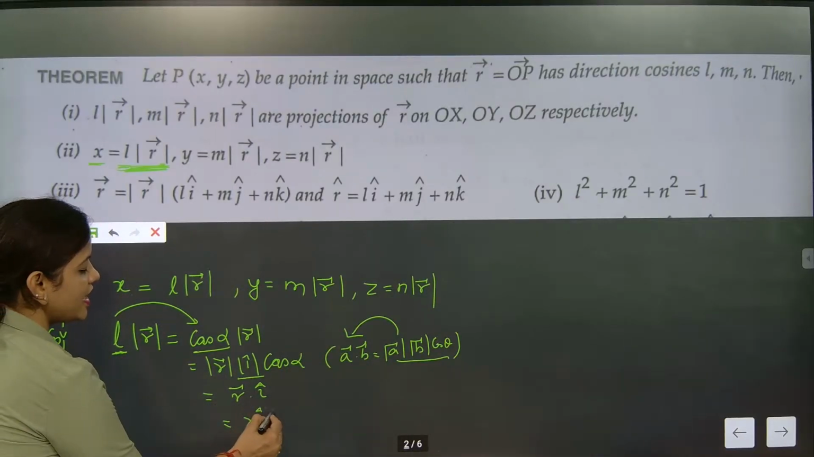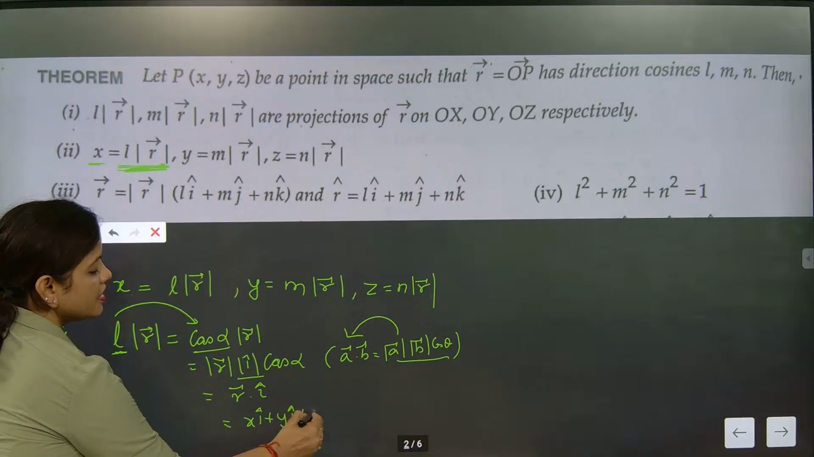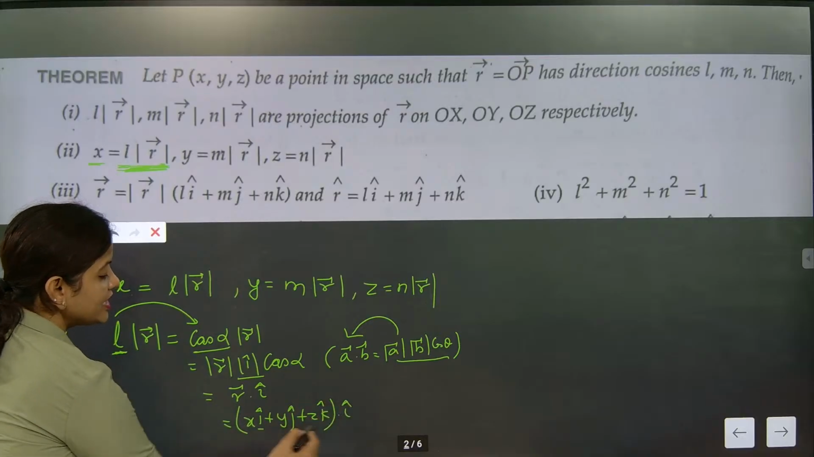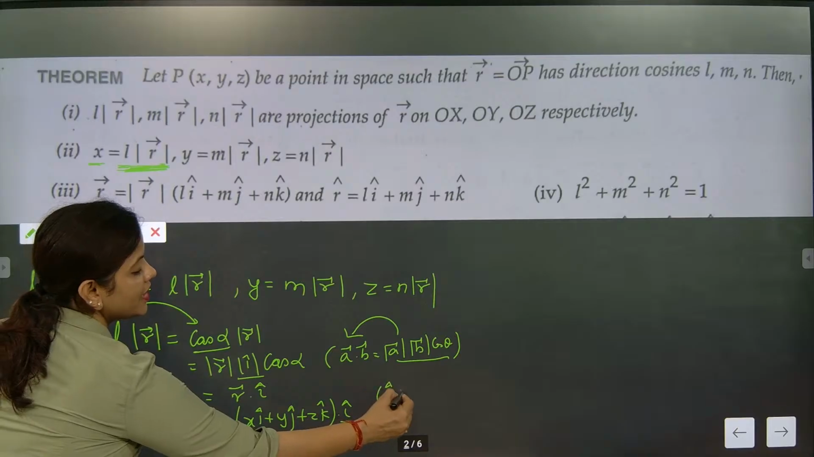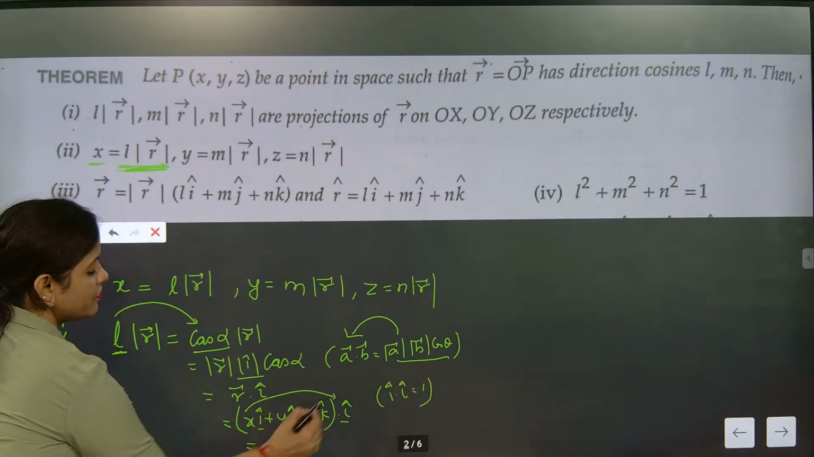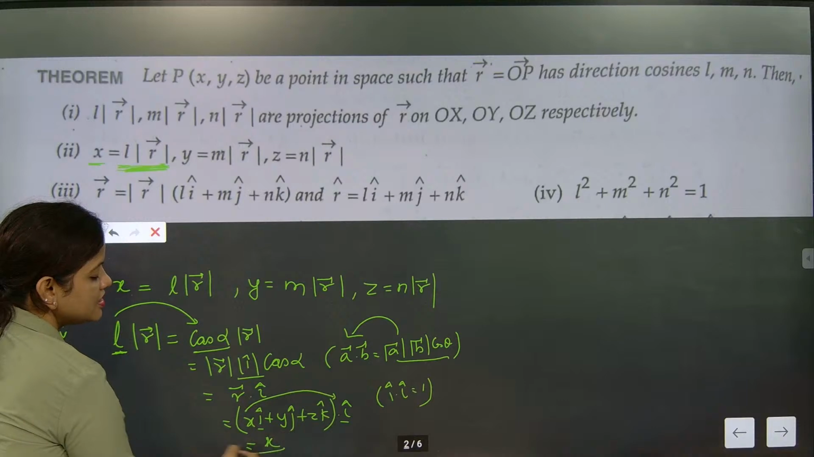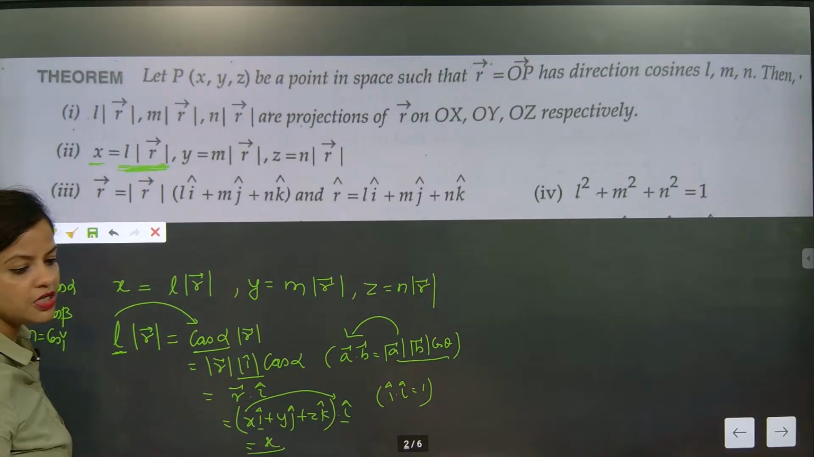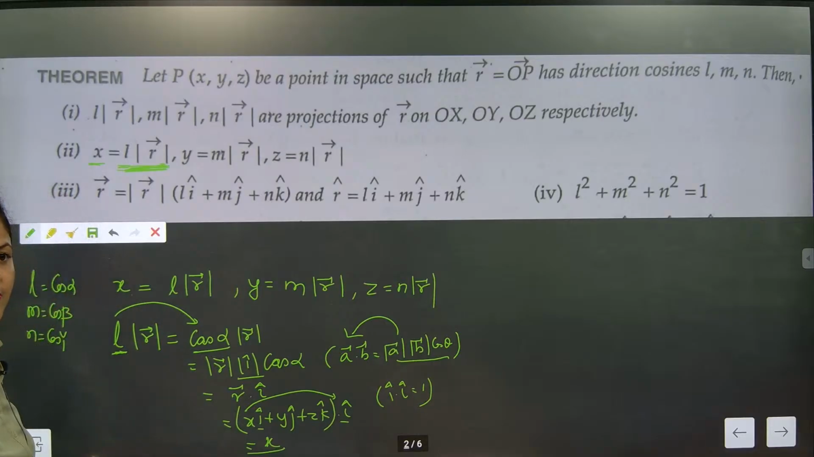Now beta, what is R? R is xi, yj and zk dot i cap. Beta, i cap dot i cap is coming as 1. So this only will multiply and become 1, so the answer is coming as x. Similarly for the other two you can write like this, and the same answer will come. For the second one, anyone do it and show me.